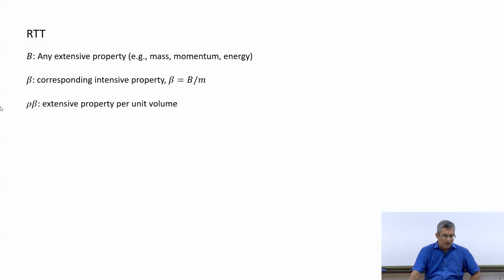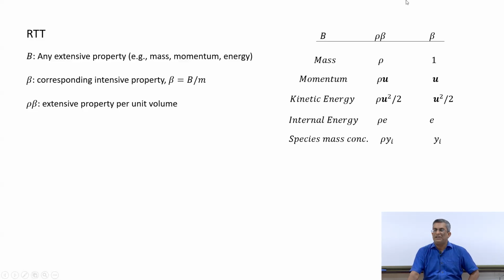Then rho times beta, where rho is the density, will give us what? You just multiply this by mass per volume. It will give the extensive property per unit volume. It will be more clear if we look at the properties first. Let's say first mass. If the property is mass, mass per unit volume is density. So in this case, what will be beta? 1.